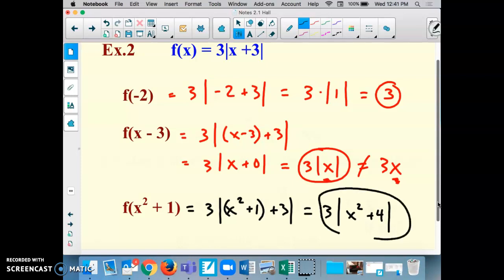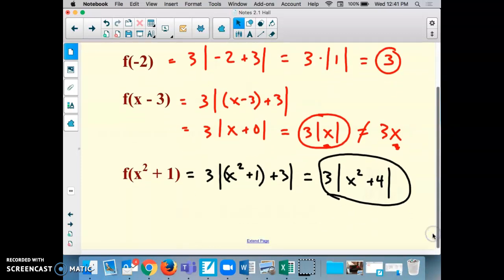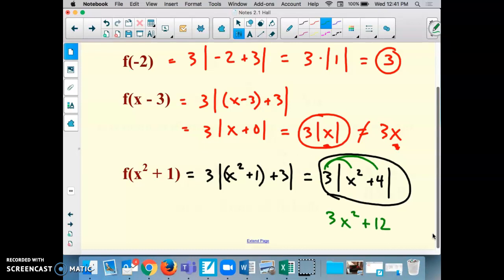Now the question is, could I distribute the 3 into the absolute value? In this case, yes, you could. Let's talk about why you could. I could actually distribute the 3, and I'd still have the same thing. So 3 times x squared plus 12. Yes, I can actually do that, but let's talk about why.